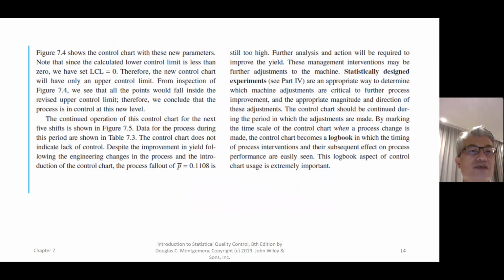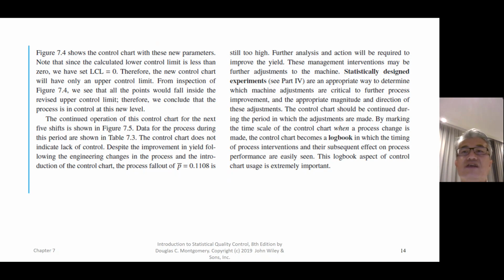The data for the process during that period is shown in table 7.3. The control chart does not indicate lack of control. Despite the improvement in yield following the engineering changes in the process, the fallout of p bar down to 11% is still too high. Further analysis and action should be required to improve the yield as well.